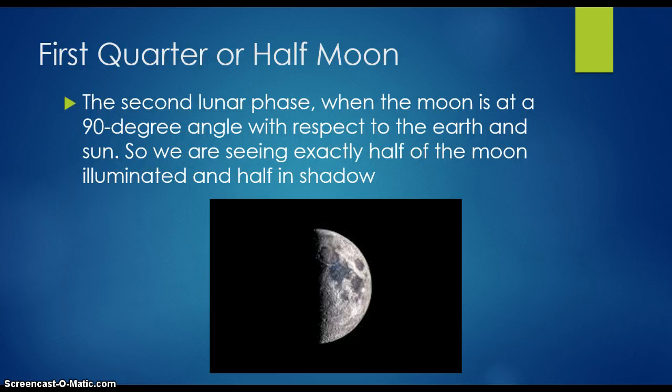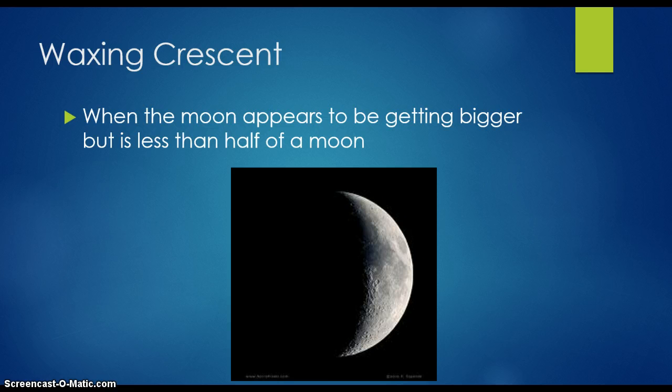The first quarter, which also can be called the half moon, is the 2nd main lunar phase, when the moon is at a 90-degree angle with respect to the Earth and the Sun, so we are seeing exactly half of the moon illuminated and then half of the shadow. This is just like the last quarter, or the other half moon, but the sides of the moon change due to where the Sun is placed between the Earth and the moon. Then we come to the waxing crescent, where it looks like the moon is growing, but it still isn't half of a moon yet.